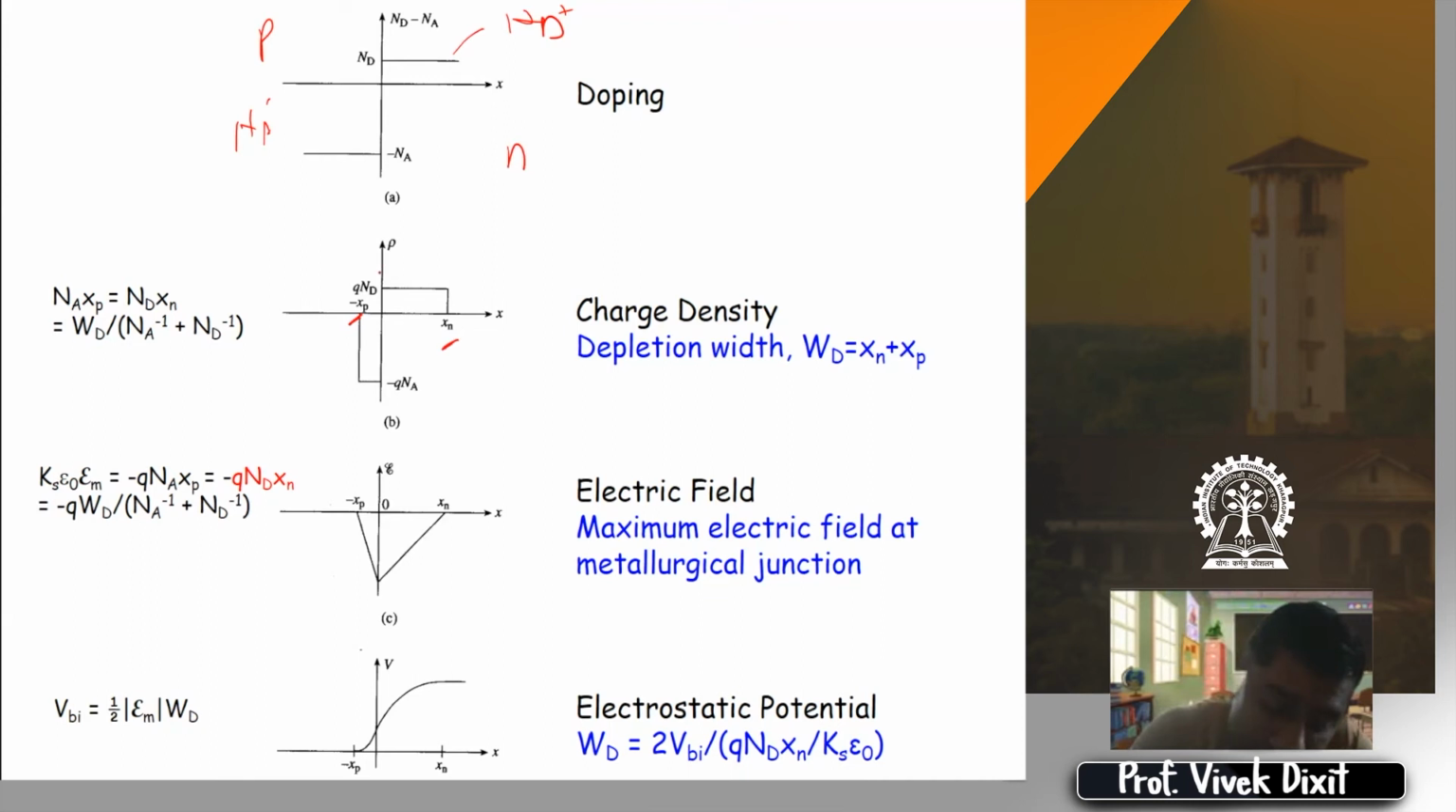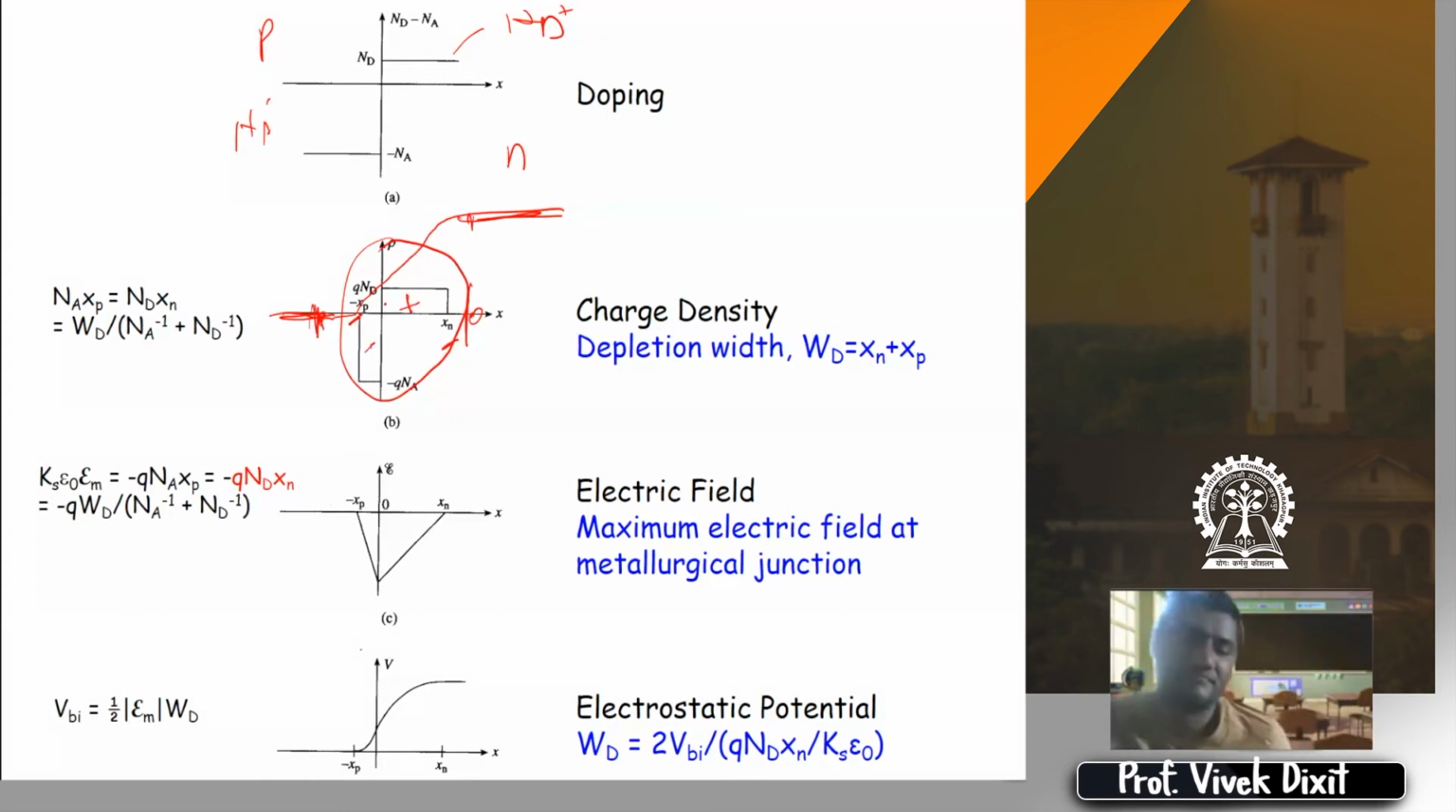Now the field is 0 on both sides of the depletion region. So that means the potential is changing only in the depletion region. After it, it's constant, right? Because field is the gradient of the potential. So that means the overall charge enclosed should be 0. If I look from here, charge enclosed is 0, therefore the field is 0. If I look from here, charge enclosed is 0, field is 0. So that means the positive charge here and the negative charge here should be equal.